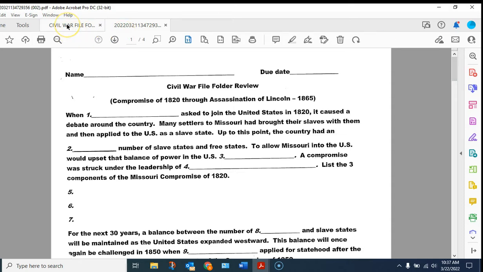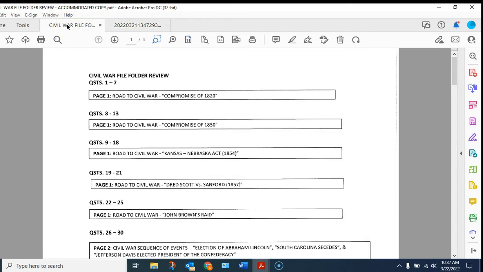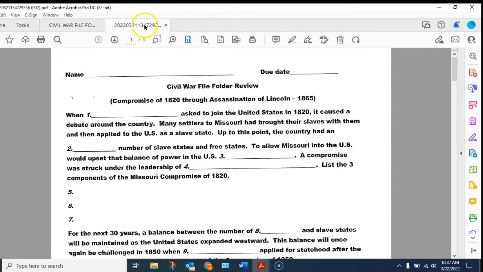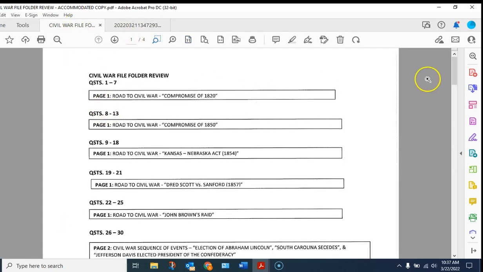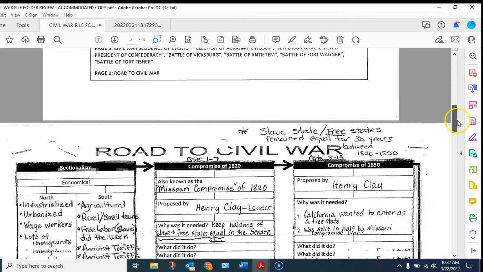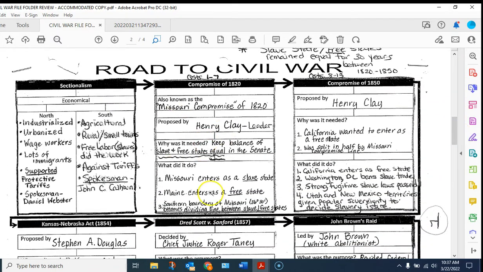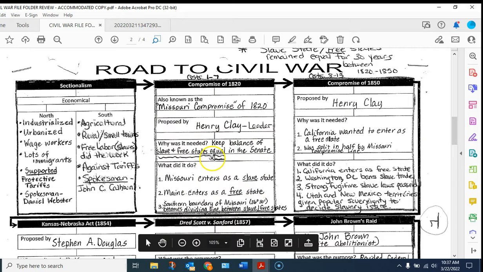So like I said, I would pause there. You're going to go back, and for questions 1 through 7, you should be looking on page 1, Road to Civil War, section Compromise of 1820. Boom, right there. Okay? So I would pause and answer those questions.